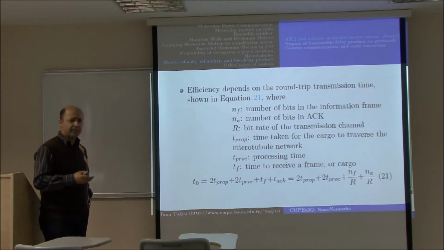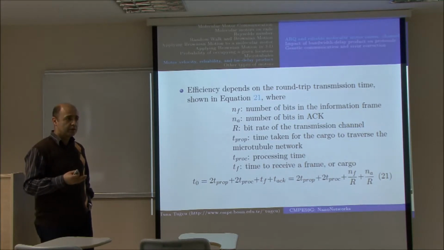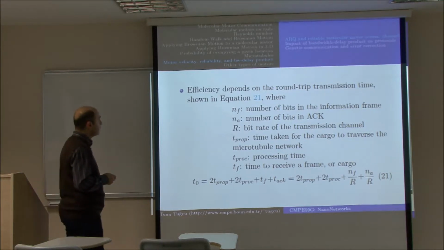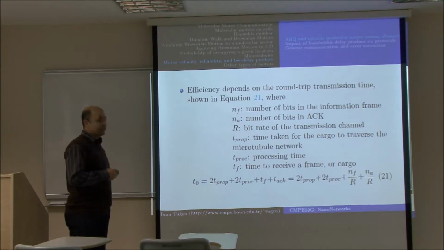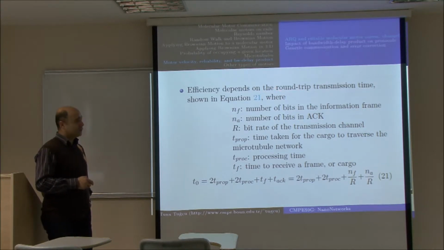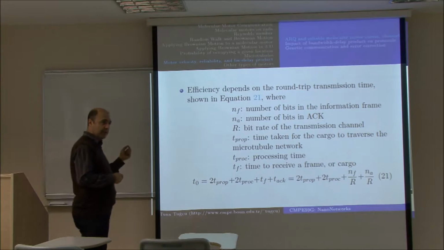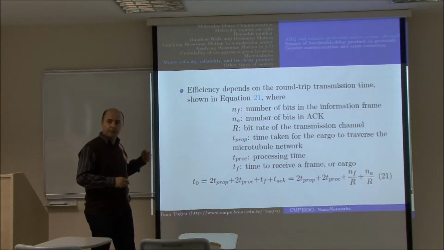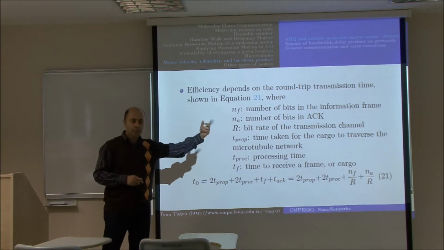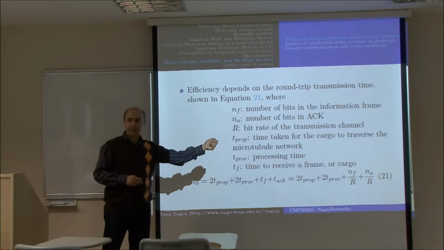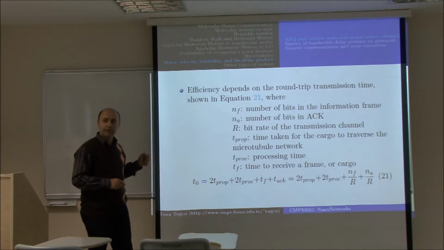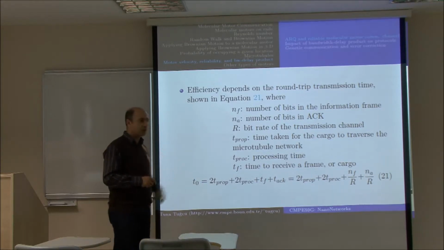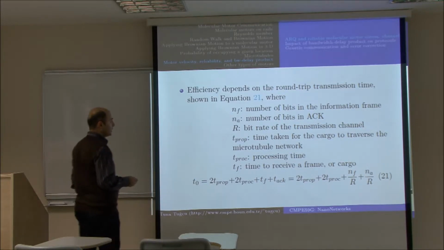So what about the efficiency of using stop and wait using the microtubular network? The efficiency can be defined in terms of the round-trip transmission. Round-trip is the time starting from the moment you send the packet from the sender, it goes to the destination, is processed there, the acknowledgement is prepared and sent, and the acknowledgement arrives at the source again. So the two-way transmission is altogether called the round-trip transmission.